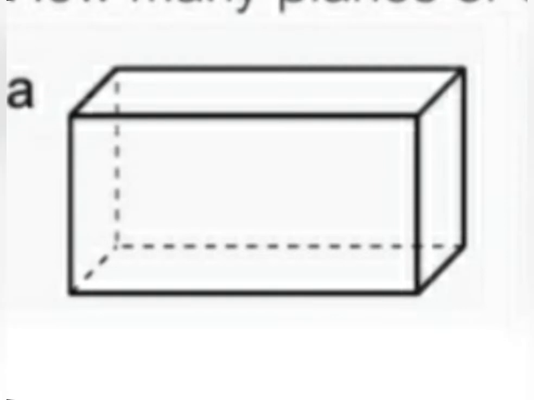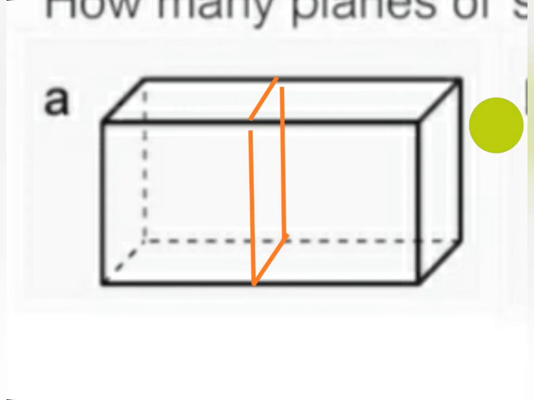Now, let's take a look at the shape and try to answer it. Very good, we have one in the middle like this. Forgive my drawing, it's not accurate, but let me do it accurately. Okay, here. So it's going to be in the middle. So one in the middle that divides the shape into two identical halves. This is one. And then let me do it with another color. We have one here.